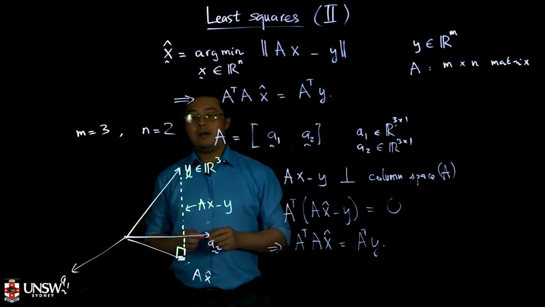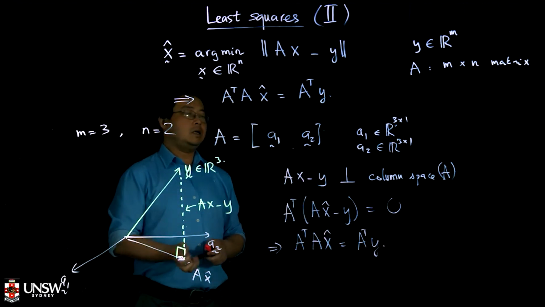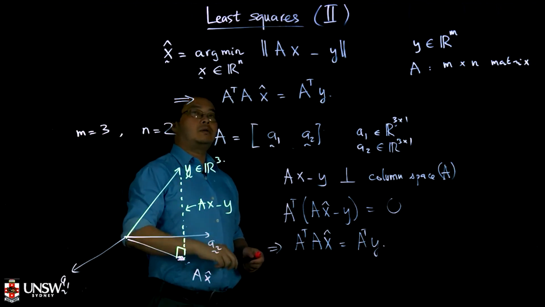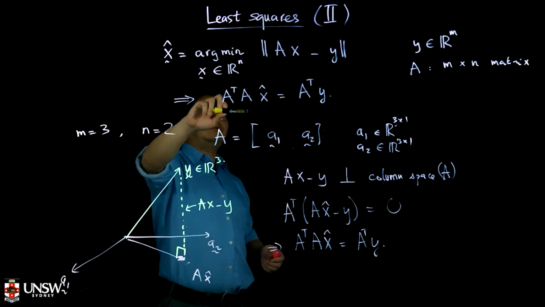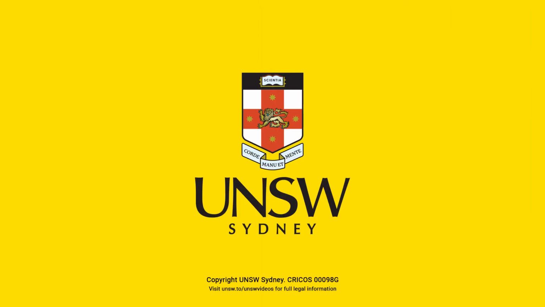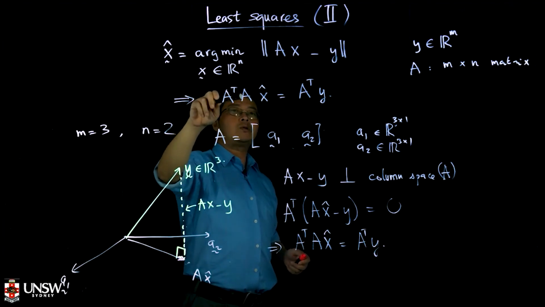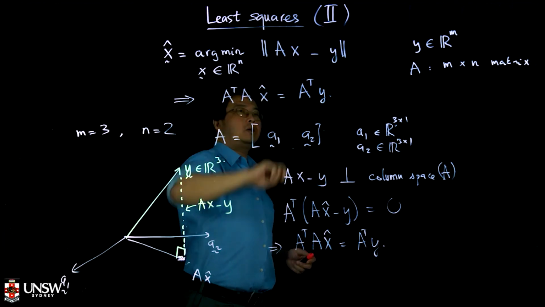And you see the same ideas will work for any m and n. So you will have the condition for the vector x hat to be a minimizer of the residual when it solves the normal equation A transpose A x hat equals A transpose y.